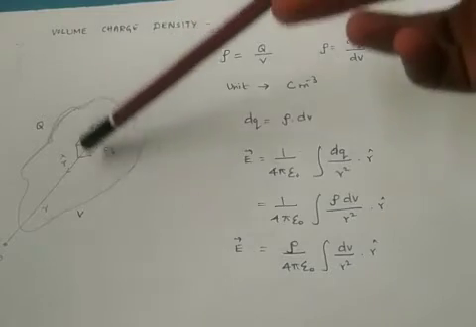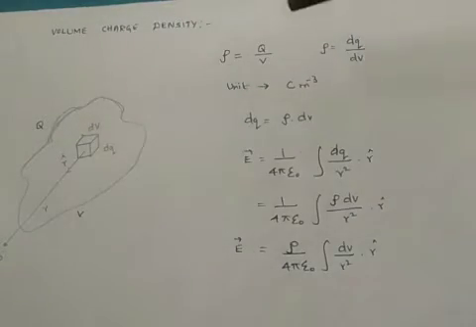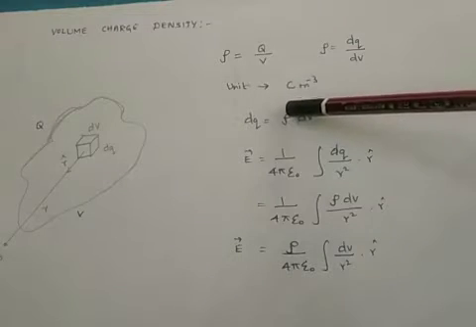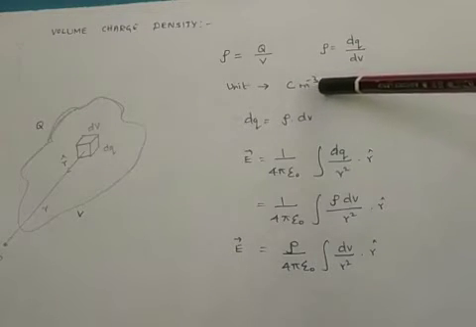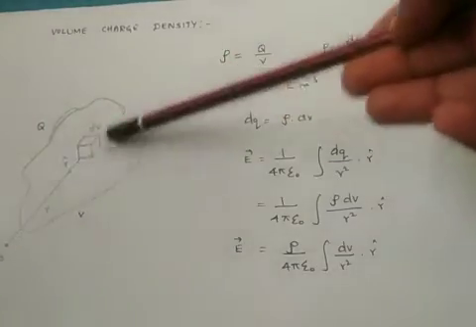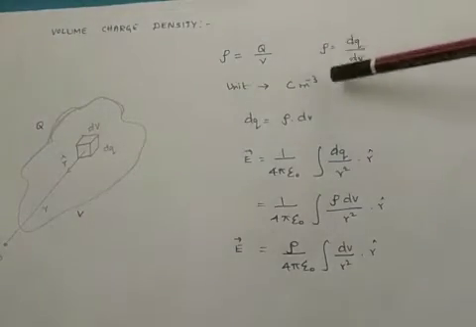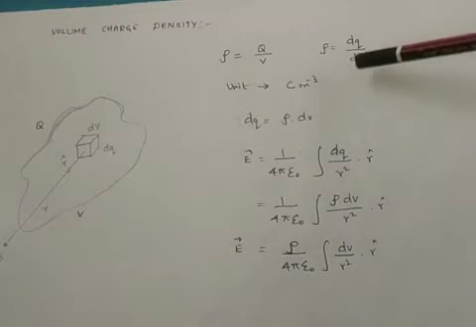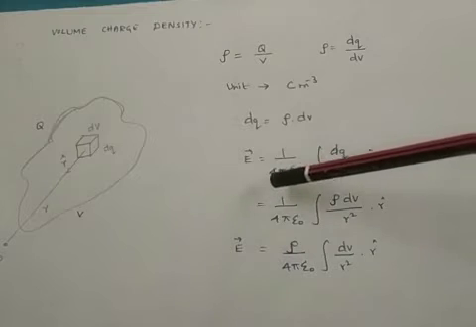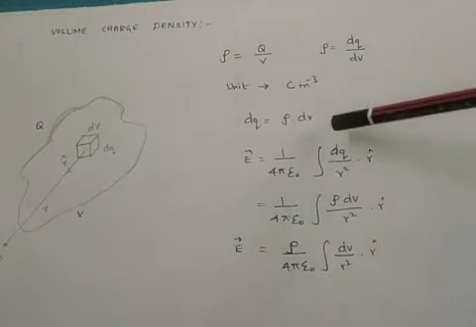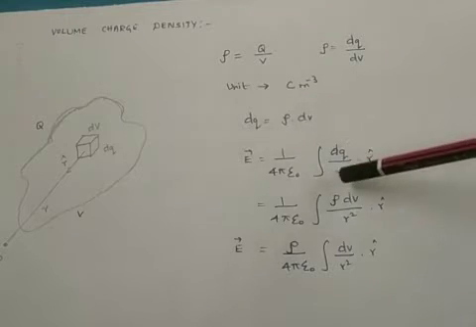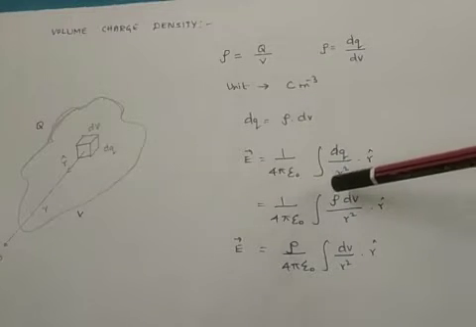So we can calculate the value of volume charge density, the amount of charge per unit volume. The SI unit is taken as coulomb meter power minus 3. For calculating the volume charge density of the smaller portion, we can use this one. So rho equal to dq divided by dV value. The total value of electric field is 1 by 4 pi epsilon naught integration of dq divided by r square into r cap. Substitute the value of dq here and then calculate the electric field.